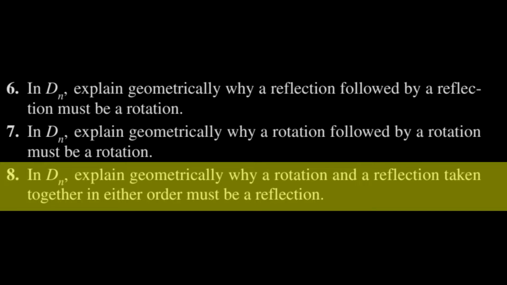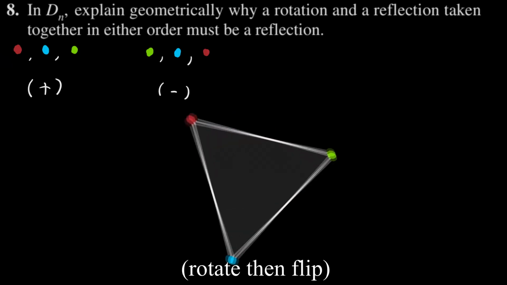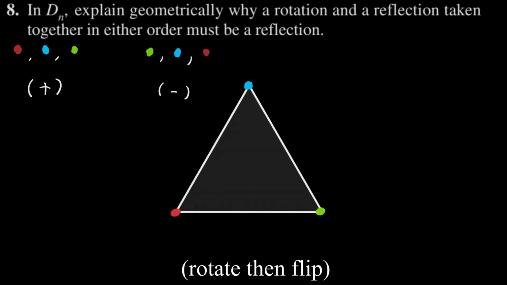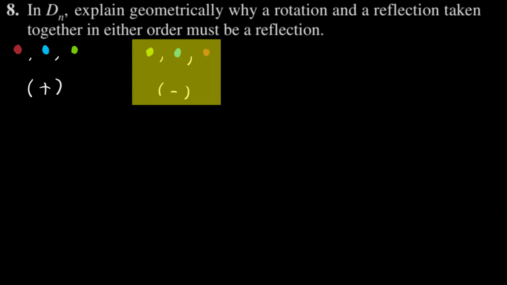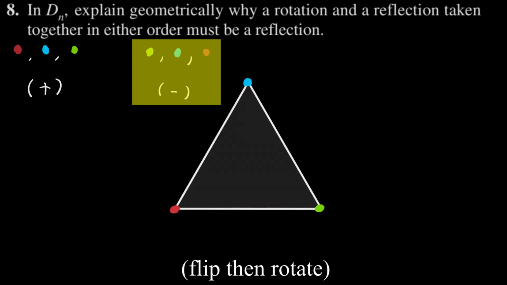Now explain geometrically why a rotation and a reflection taken together in either order must be a reflection. Well, we know that a rotation will not change the order of the points, while a reflection will. So if we do a reflection at any point in our sequence of actions, then we'll end up with a reversed order, which we could have just gotten to with any kind of reflection.